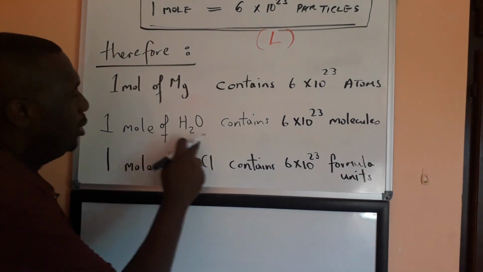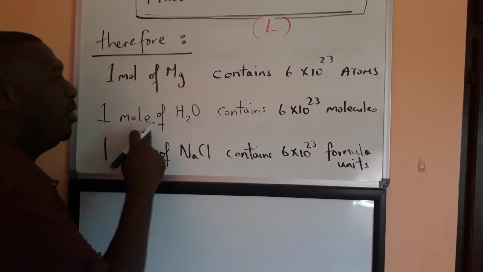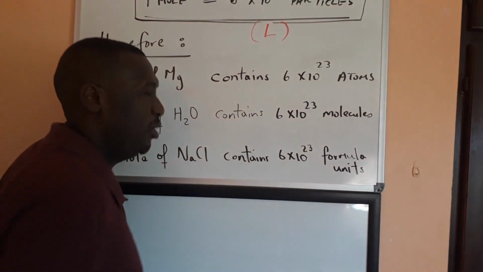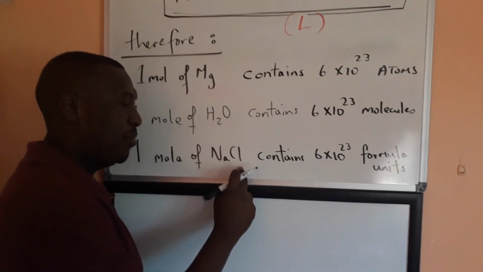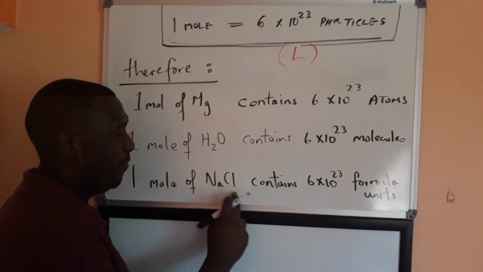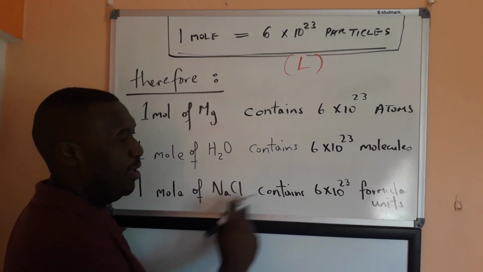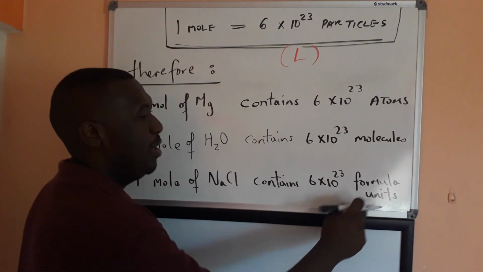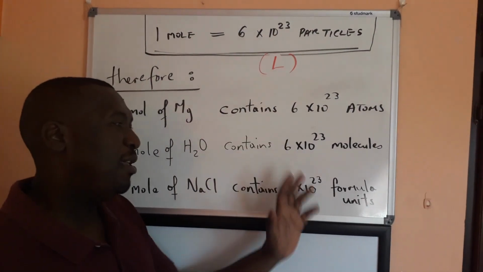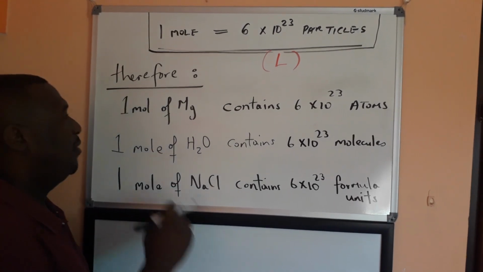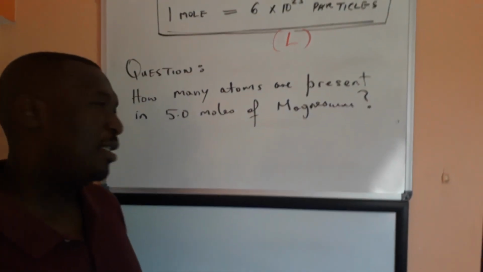If we look at water, water exists as molecules. So 1 mole of water has 6 times 10 to the 23 molecules. Sodium chloride is an ionic substance, so this is a formula unit of sodium chloride. 1 mole of sodium chloride has 6 times 10 to the 23 formula units. Now, let's see if we can apply this to do calculations involving the mole and different numbers of particles. Let's look at this question.